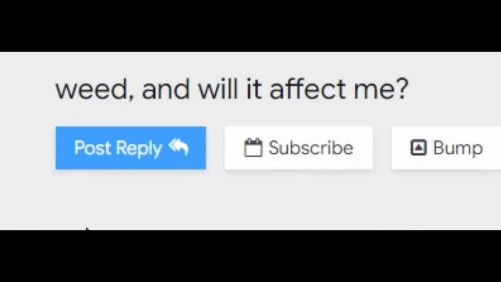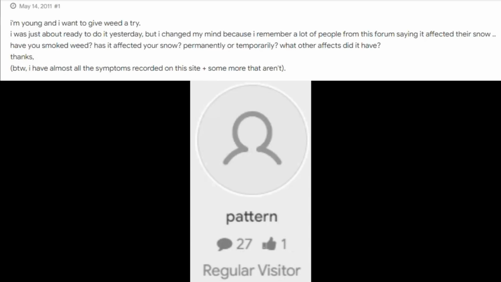I'm going to forget to read the titles. I'm sorry. So title is Weed and Will It Affect Me? Pattern says, I am young and I want to give weed a try. I was just about ready to do it yesterday, but I changed my mind because I remember a lot of people from this forum saying it affected their snow. Have you smoked weed? Has it affected your snow permanently, temporarily? What other effects did it have? Thanks.